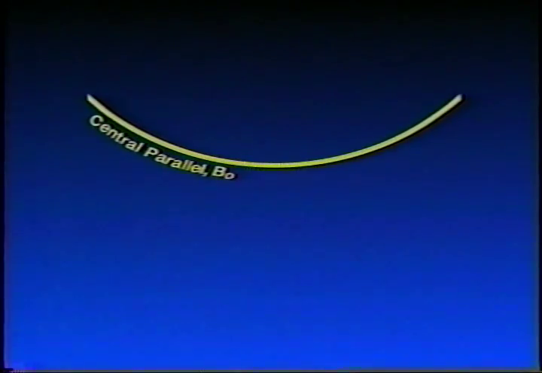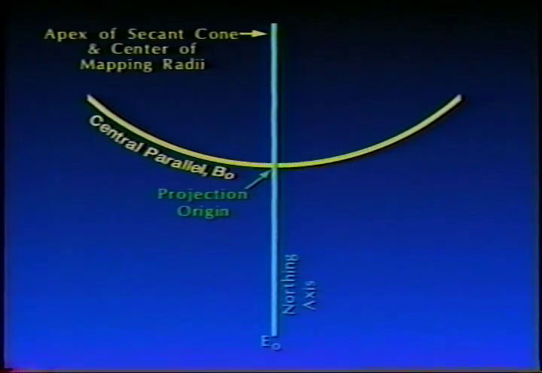We now see on the screen a single line of latitude projected onto the developed cone's surface. This line of latitude is the central parallel of the zone, noted as B sub O. The central parallel is a tabled constant for each zone. We now see the central meridian, a geodetic north line, added to the picture on the screen.